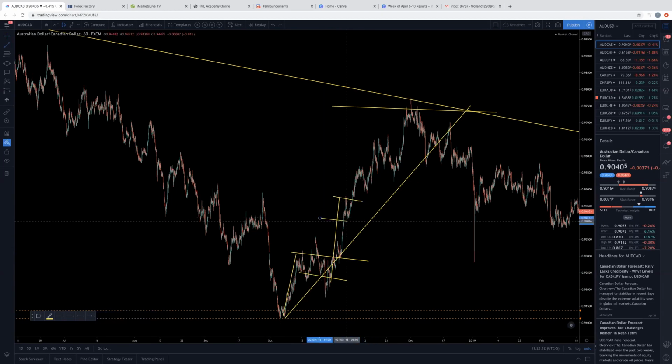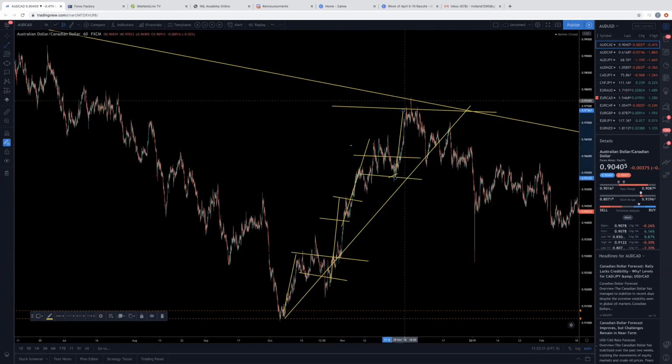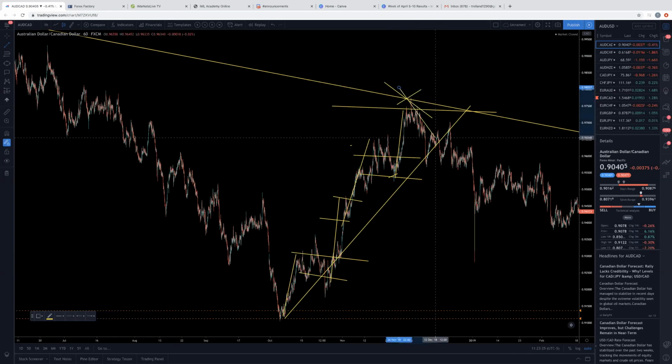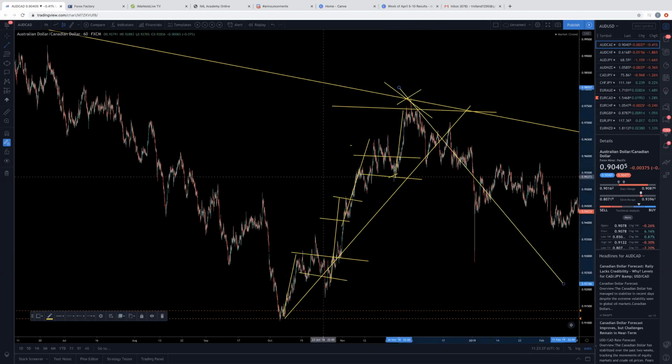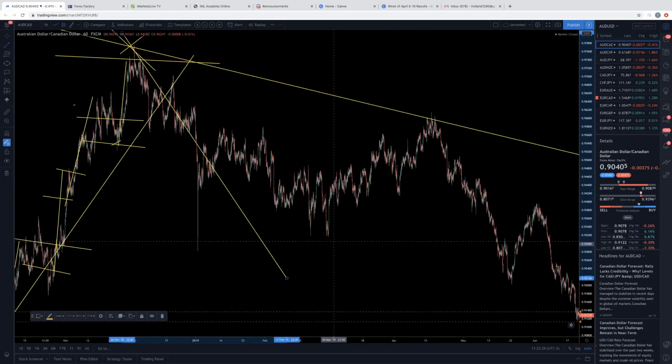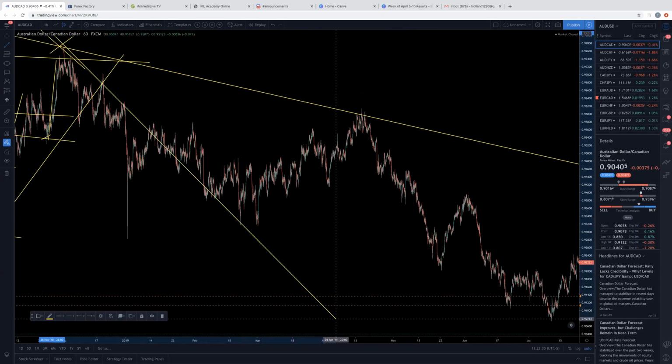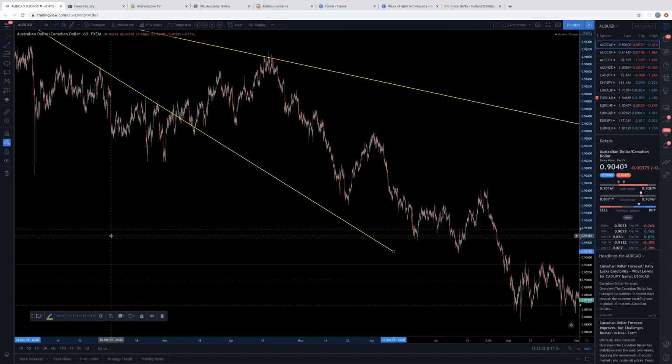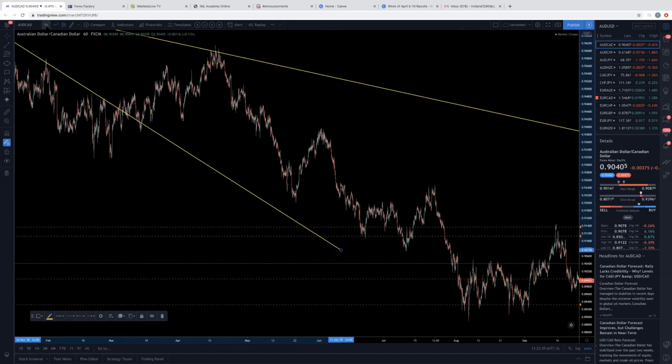A flag, a continuation, a flag, a continuation, and then I got up to my weekly trend line. And then I end up getting my weekly continuation all the way to the downside. Does that make sense? Yes, thank you. Does that answer your question? Yes, thank you.